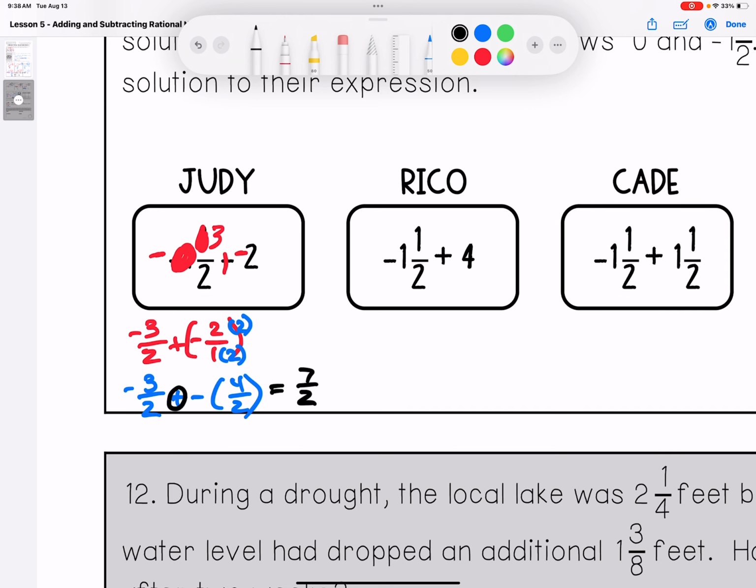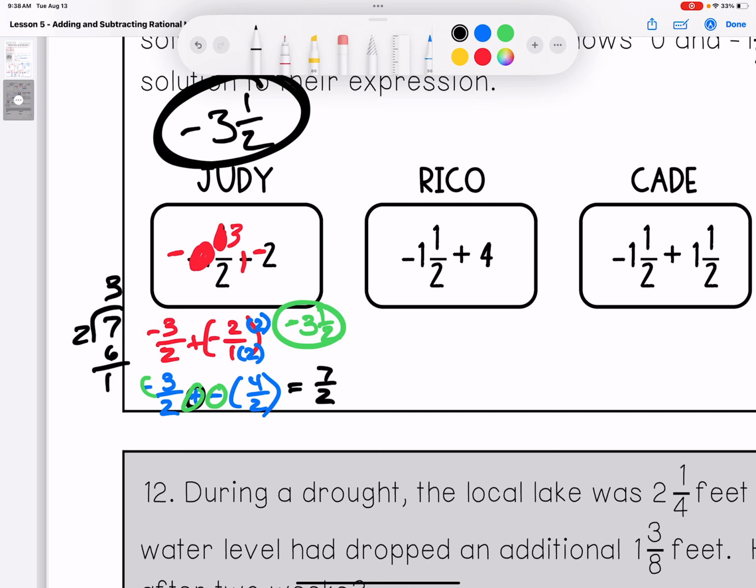7 over 2 is a mixed number. I'm going to go over here to the side. It becomes 3 1/2. I'm going to write that in green right here. Now is the answer negative or positive? We're adding and they're both negative, so add them up, keep the sign. So the answer is negative 3 1/2. I'm going to write that above Judy's name and circle it: negative 3 1/2.